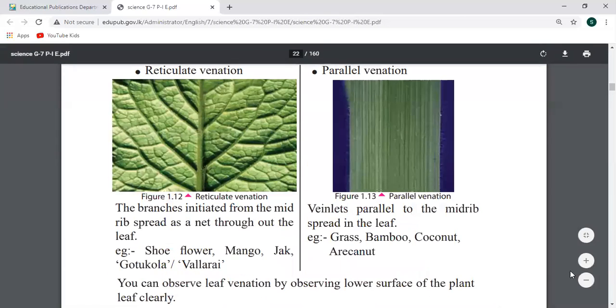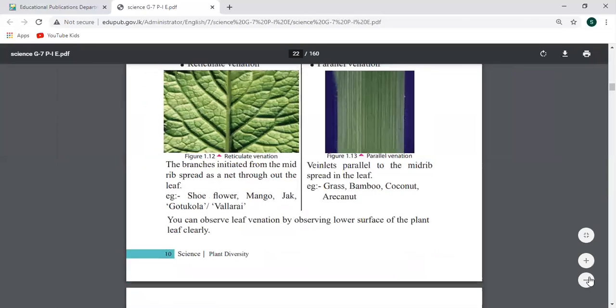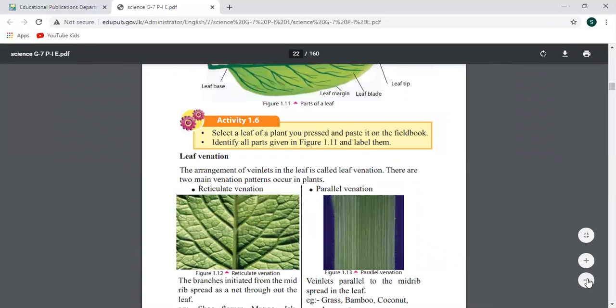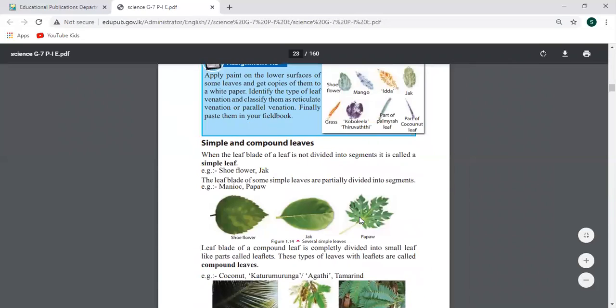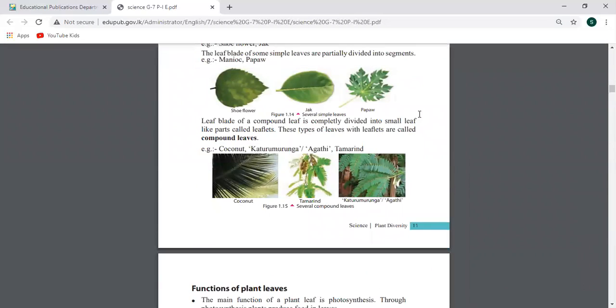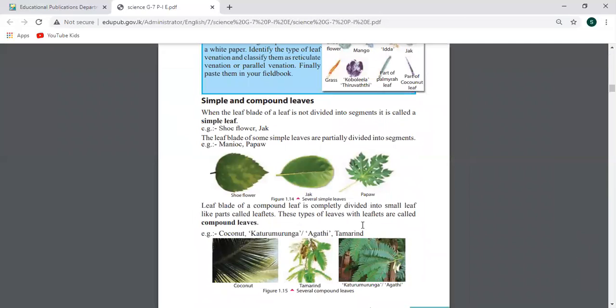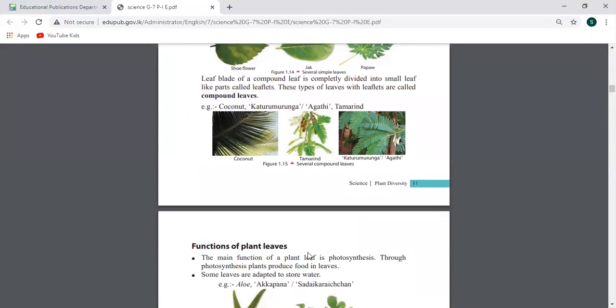These are the two venations, reticulate venation and parallel venation. And there are compound leaves and simple leaves. These are simple leaves and these are compound leaves. Compound leaves have leaflets and these don't have leaflets.